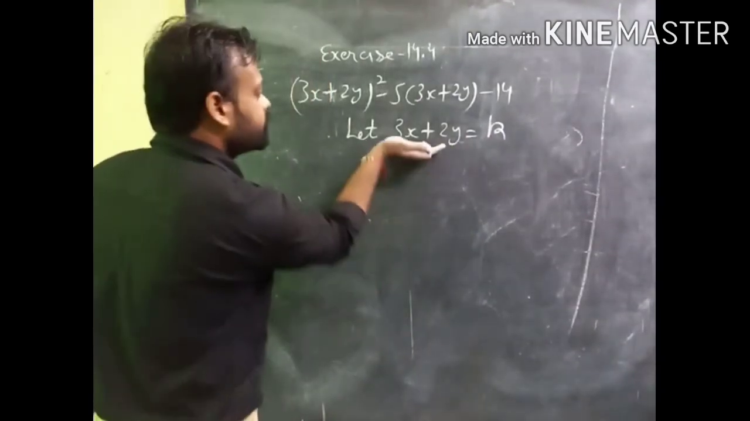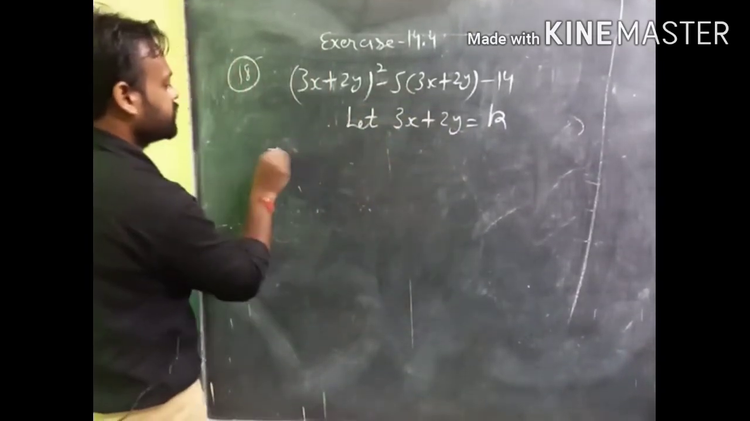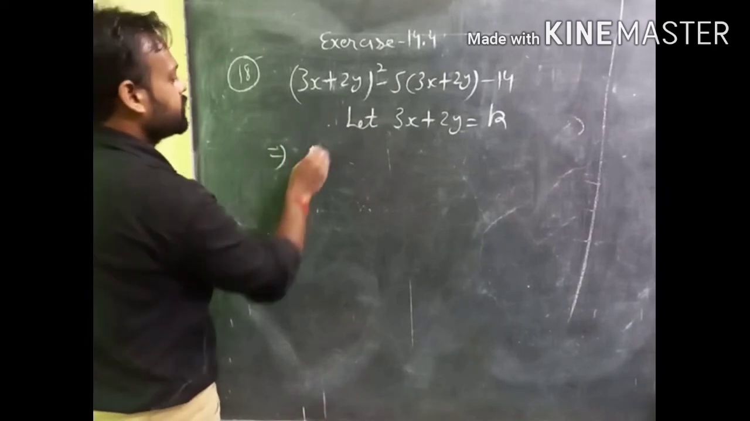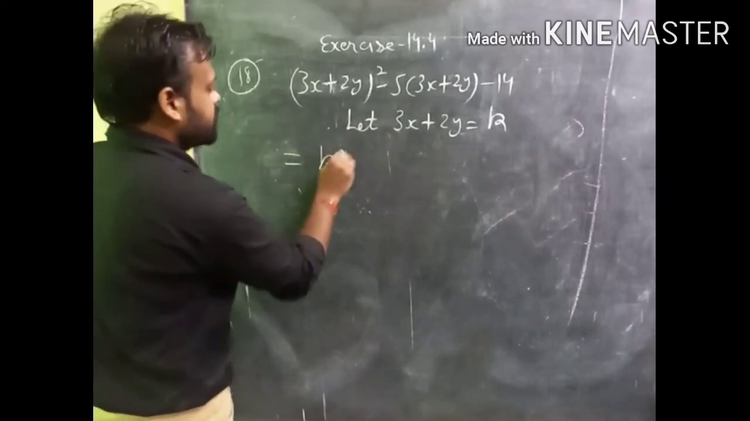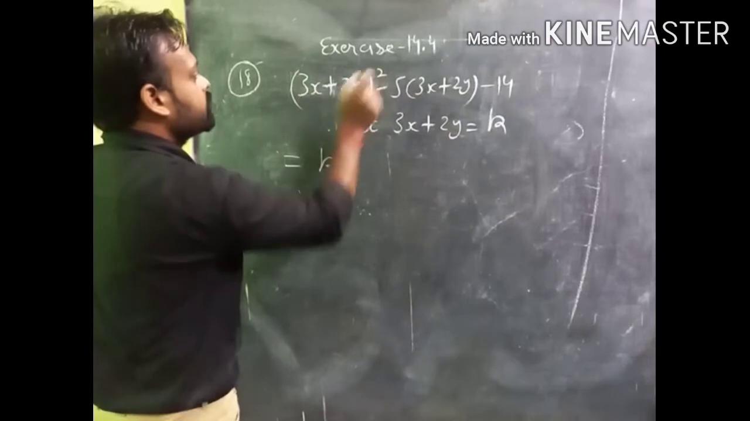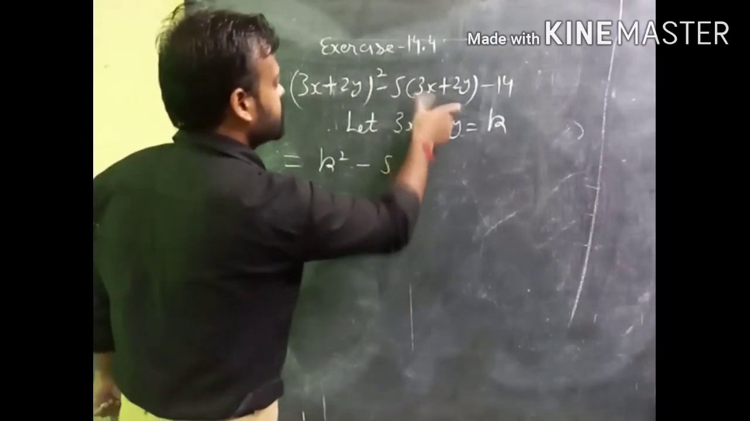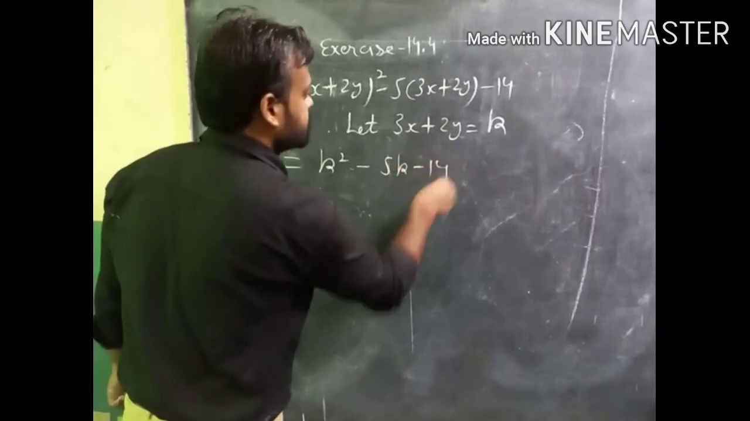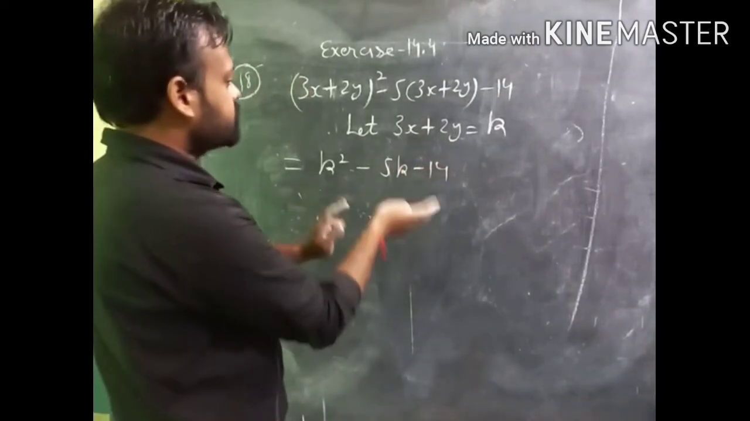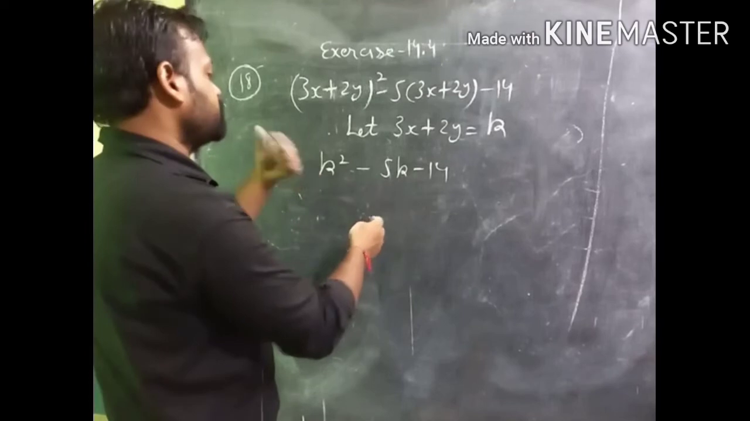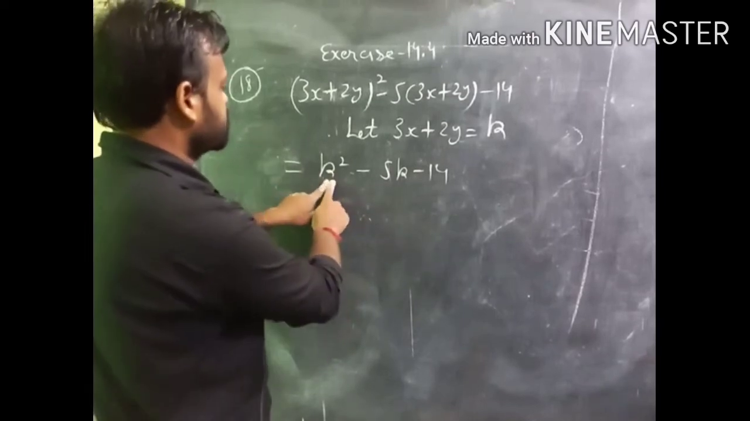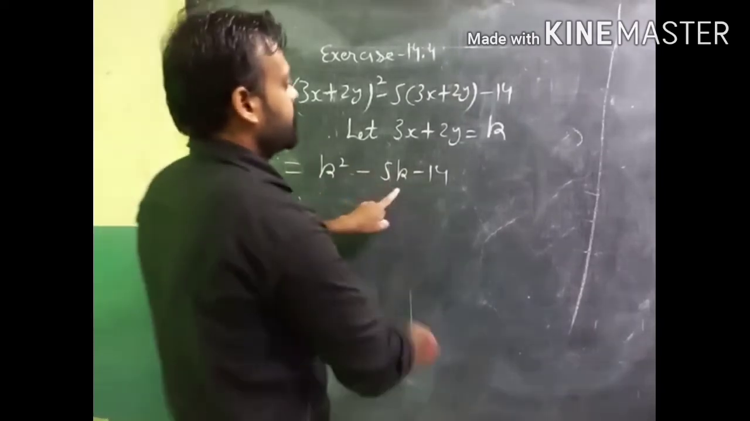So put the value of this 3x plus 2y into the sum, and you can see it will become k square, because 3x plus 2y whole square becomes k square, and then minus 5 into, of course here is a value k, and then minus 14. So in this way I made the sum similar to the previous cases. Here you can see k square minus 5k minus 14.